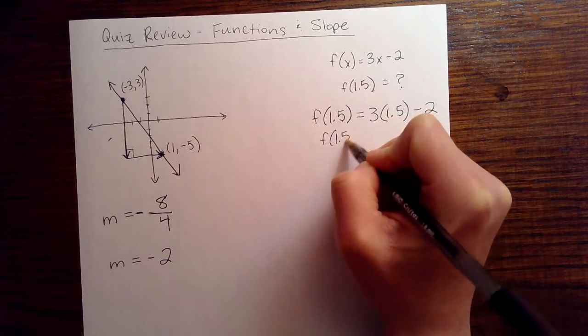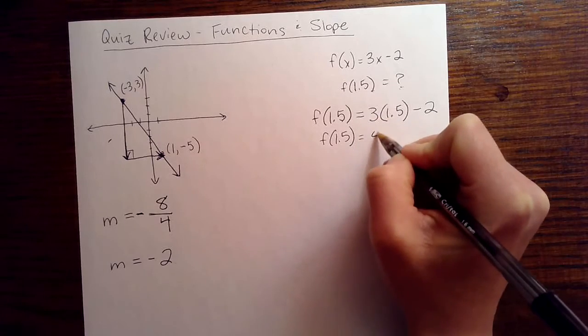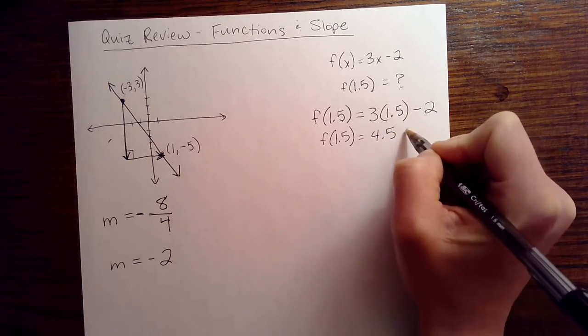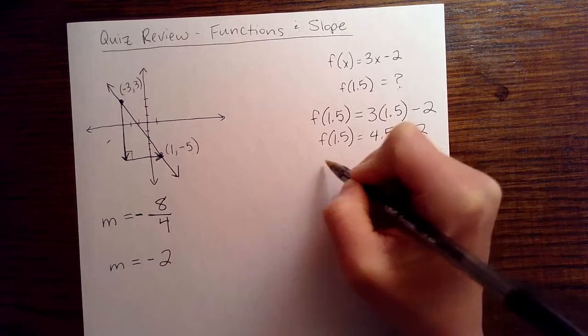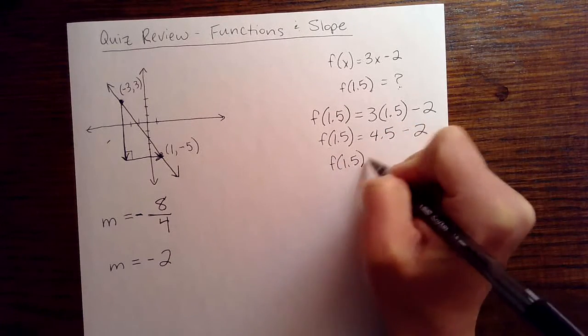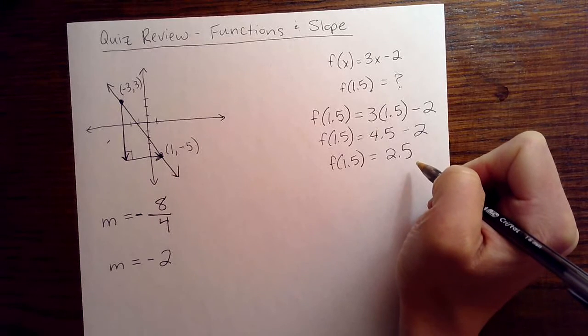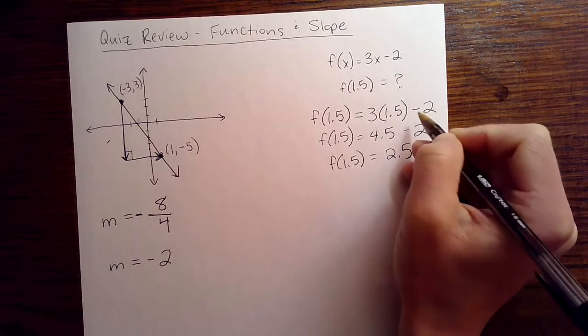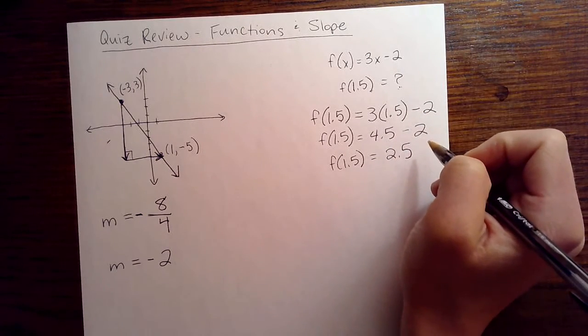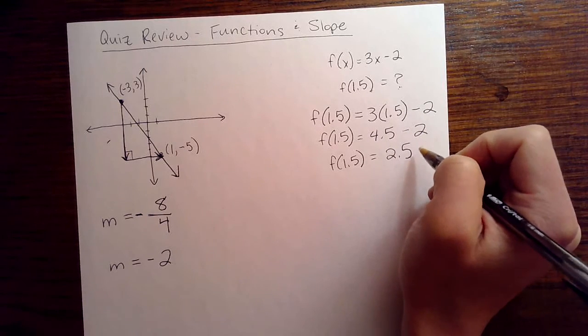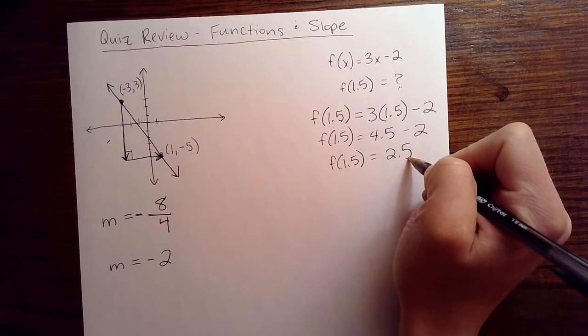The f of 1.5 is 4.5 minus 2, and one more step to simplify is 2.5. Just a plugging in, but just wanted to clarify that's what it means when it's asking for the f of 1.5, the function in function notation.